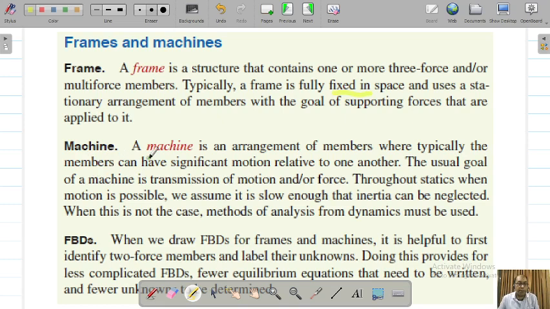How will you define a machine? A machine is an arrangement of members where typically the members can have significant motion relative to one another.